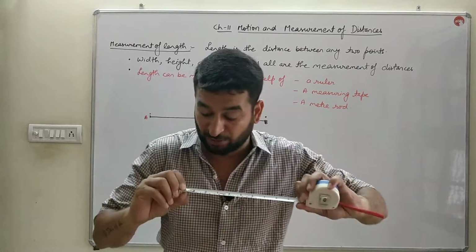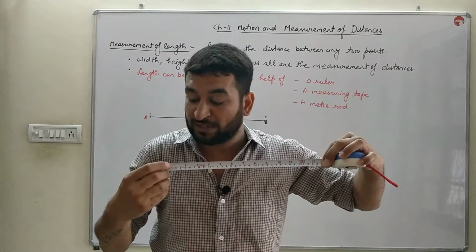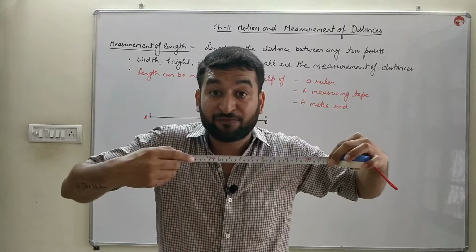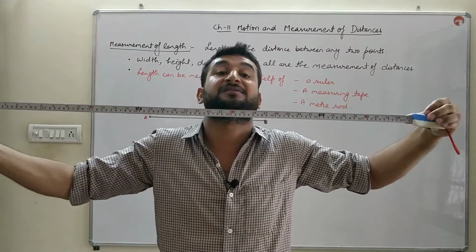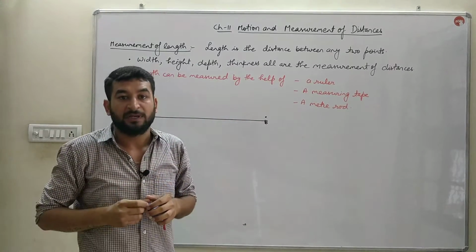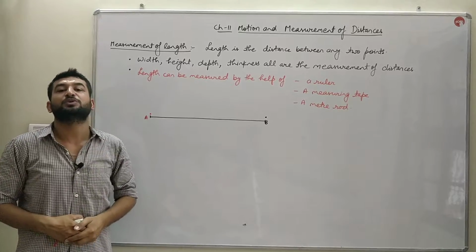These are the readings written over it, bache. Below this mark there is a 0, then it is 1, 2, 3 and 4 and so on, bache. It keeps on increasing, and this is the measuring tape which is used to measure the length between the 2 points.